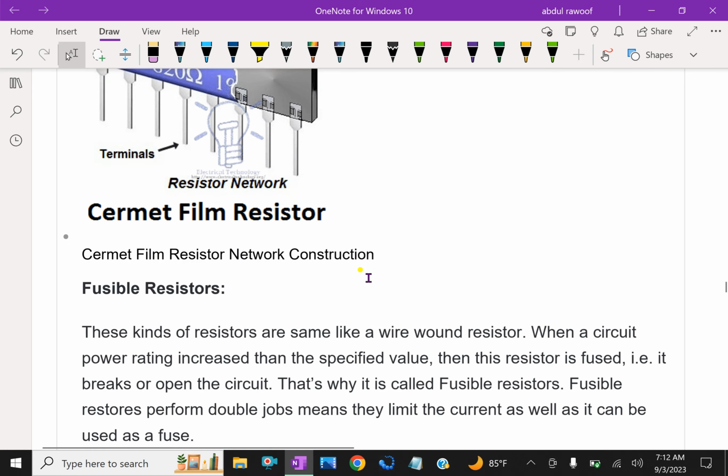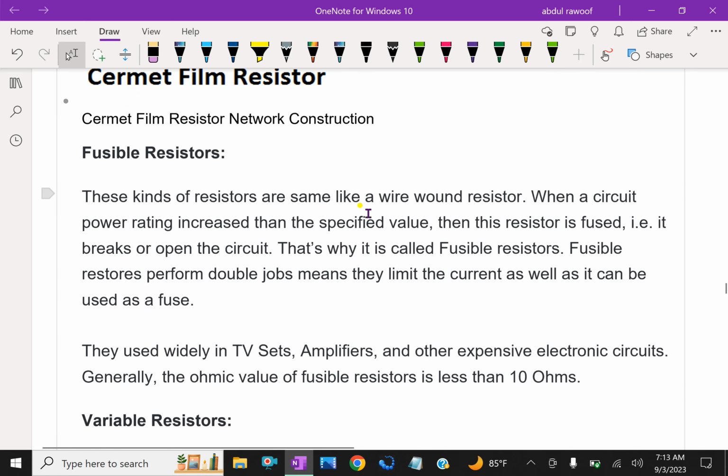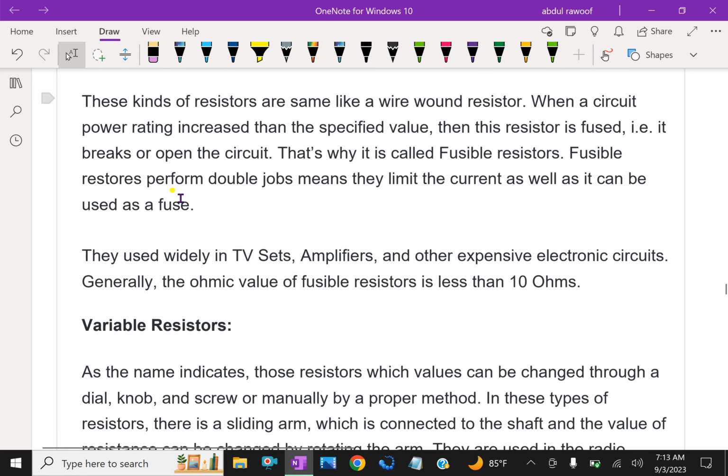Next is the fusible resistor. These kinds of resistors are the same as wire-wound resistors. When the circuit power rating increases beyond the specified value, what happens? The resistor is fused, that is, melted. It breaks or opens the circuit. That's why it's called a fusible resistor.